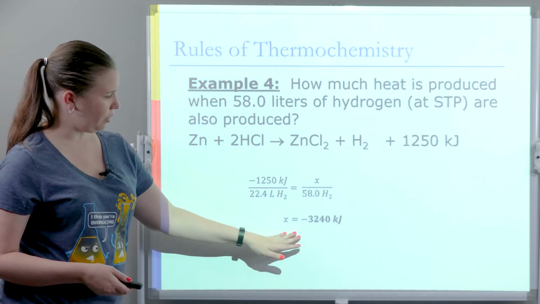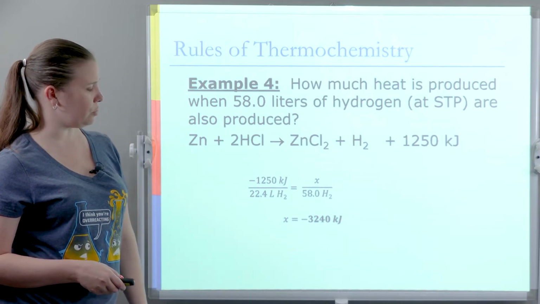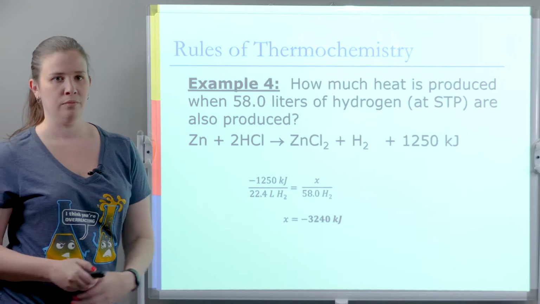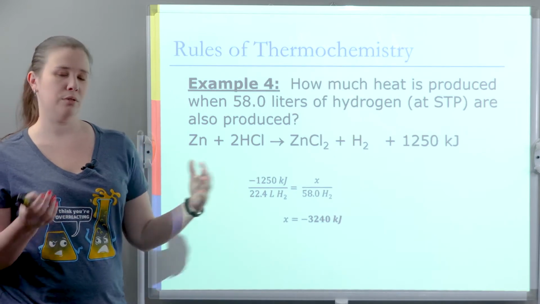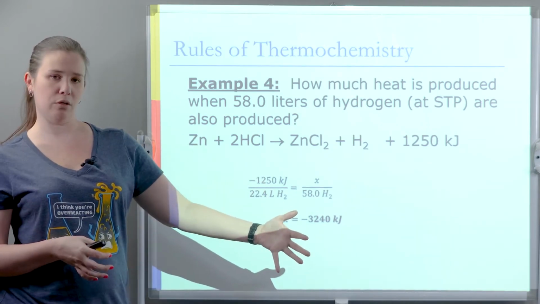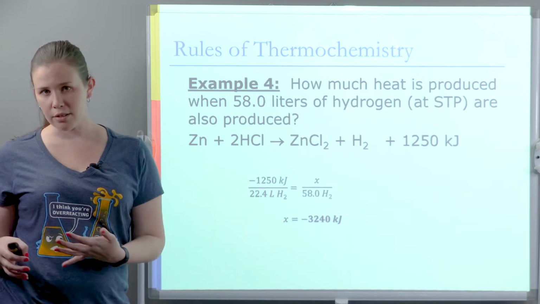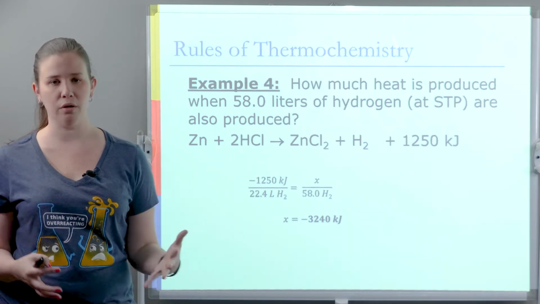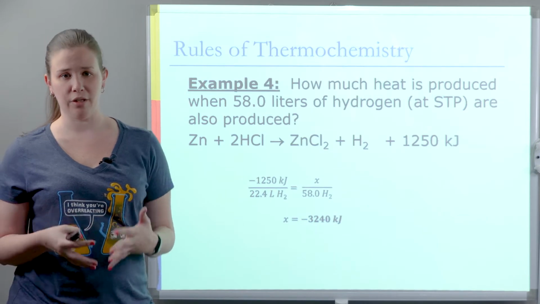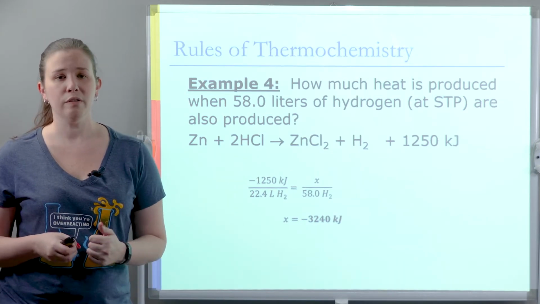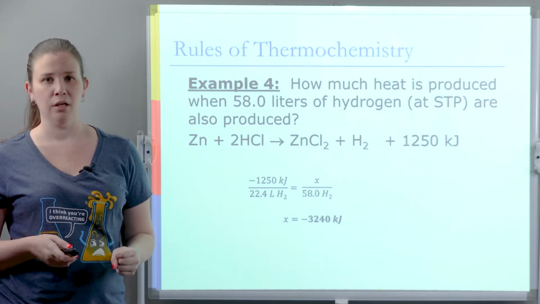But either way, you get a final answer of negative 3,240 kilojoules. So pick your poison here, whether you would like to do it as a proportion and just be really careful about your units, or use the dimensional analysis that's kind of become the main part of chemistry, you're going to get the same final answer. Either way though, you have to be really careful about your sign.